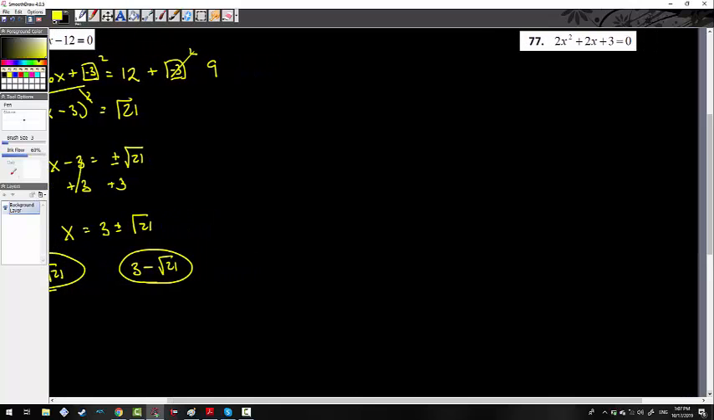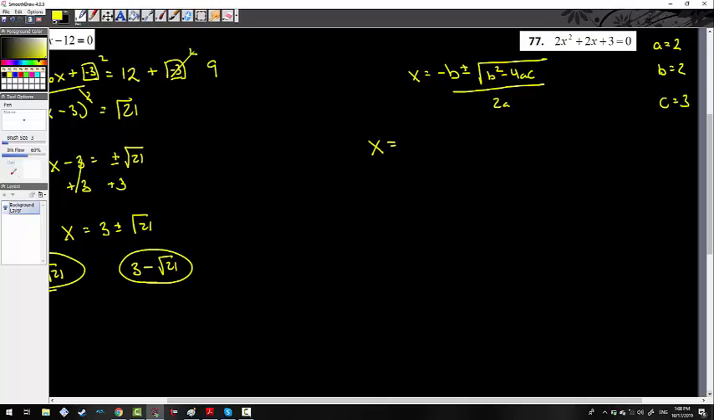And now problem 77, they're asking us to use the quadratic formula, so why not indulge them? I would use the quadratic formula anyway because the coefficient in front of the x squared is not 1. A is 2, B is 2, C is 3. So the quadratic formula is x equals negative b plus or minus the square root of b squared minus 4ac all over 2a. So how do I set this up?